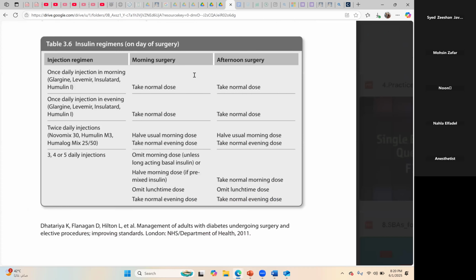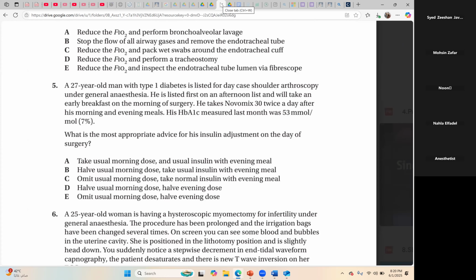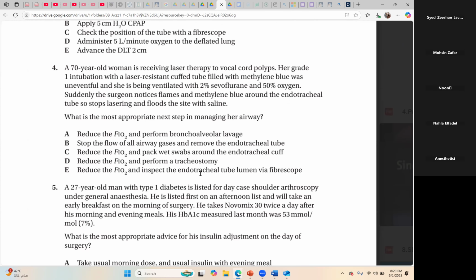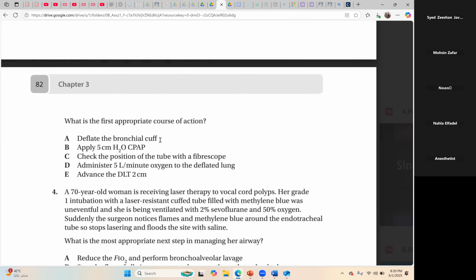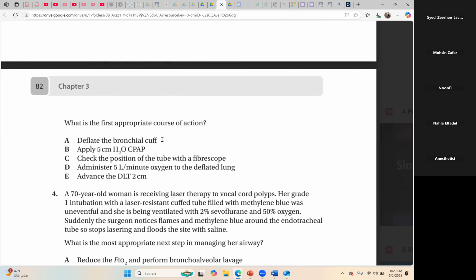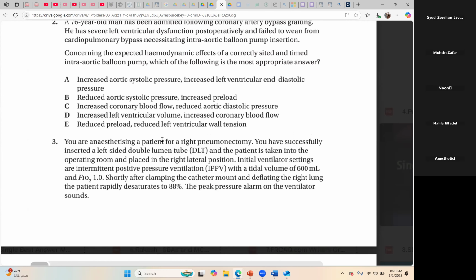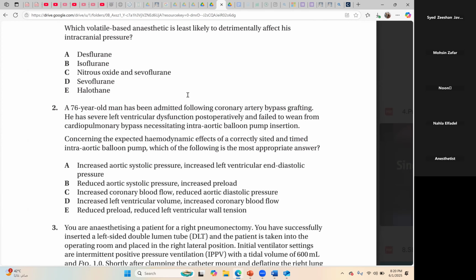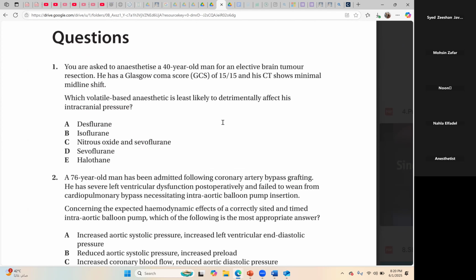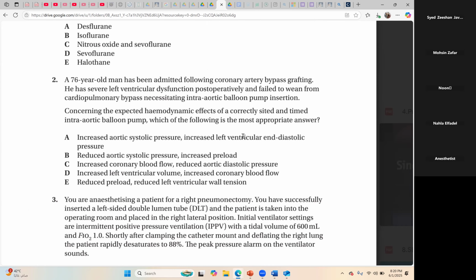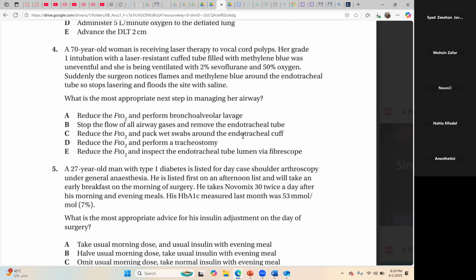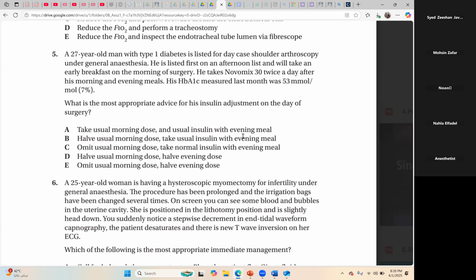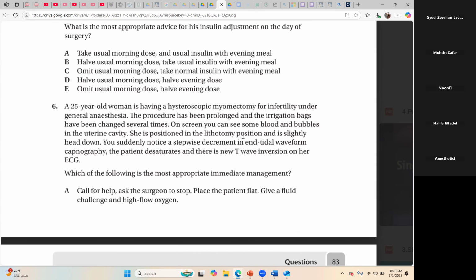Okay, so I think inshallah we will continue tomorrow. Today we covered different insulin regimes. You can read airway fire, management of hypoxia during one-lung ventilation, intra-aortic balloon pump, and some cerebral physiology and brain tumor. If you want to get benefit, you should read these questions so that whatever we have discussed becomes meaningful.